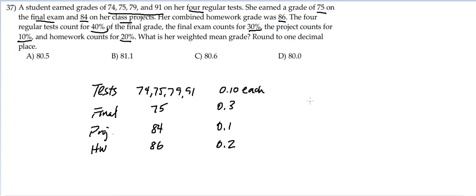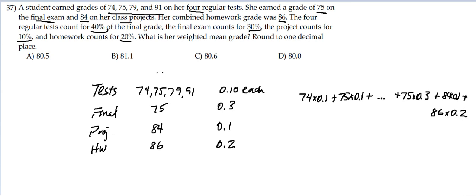So one way to do this is to take 74 times 0.1 plus 75 times 0.1 plus, and do all the tests, and then do the final 75 times 0.3 plus 84 times 0.1. Sorry, 0.1. I'm running out of space here. Plus 86 times 0.2. So I'm taking this score times this weight. This score times this weight. This times this weight. And then we divide by the sum of the weights.